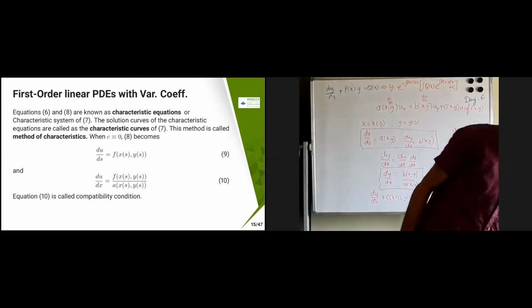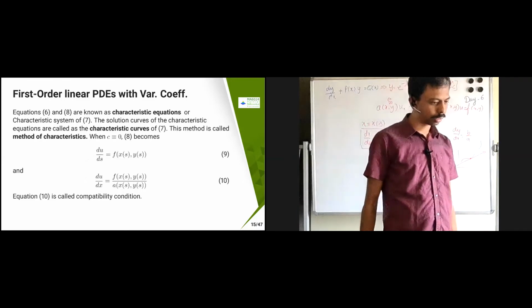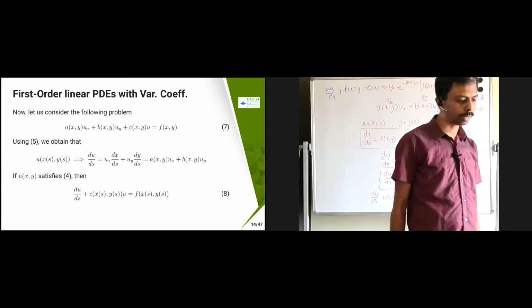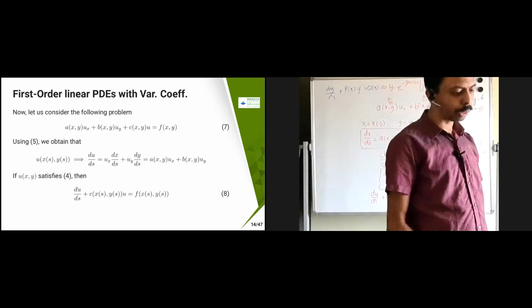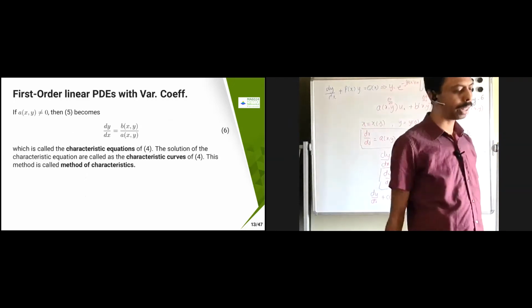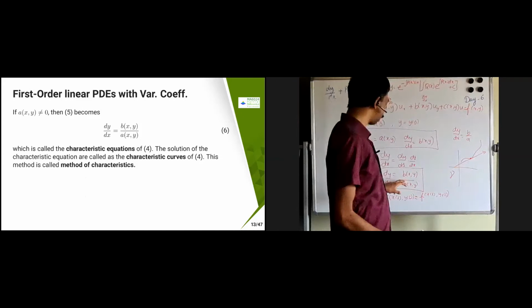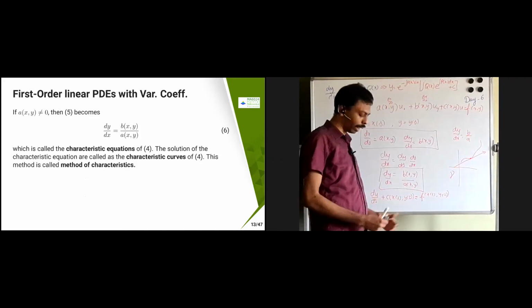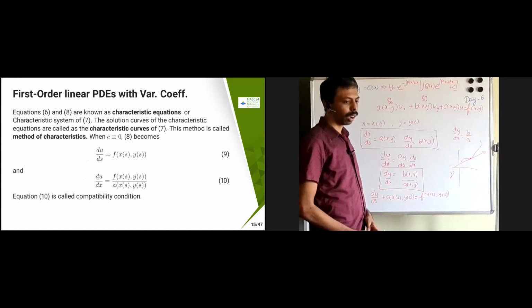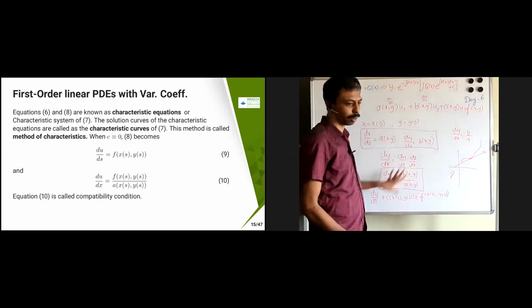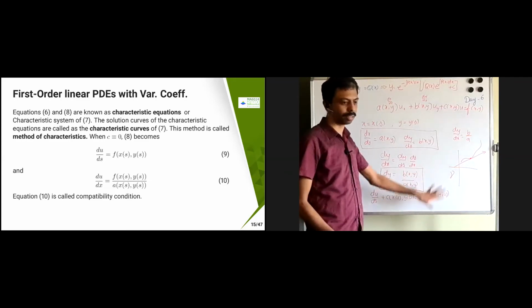So here, these equations 6 and 8. We also have dy by dx equal to b of x comma y by a of x comma y. Now one more complexity is there. In that case, these two together are called the characteristic system. Characteristic equations or characteristic system.